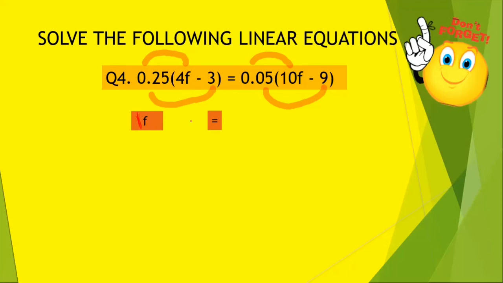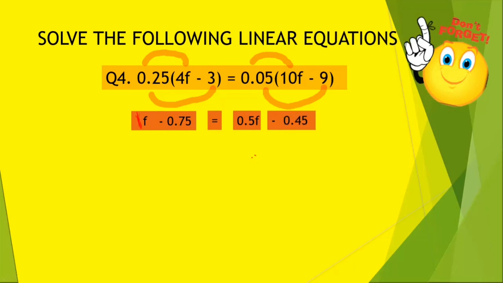And then 0.25 into 3, we are going to get 0.75. 0.05 into 10, we get here 0.5f, and 0.05 into minus 9, we get minus 0.45.